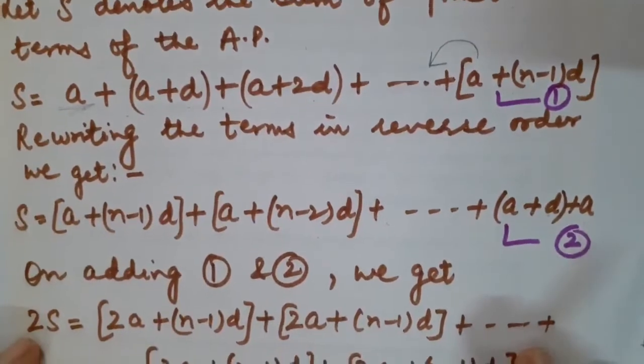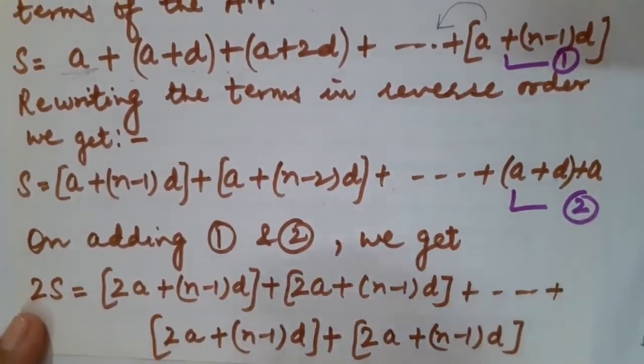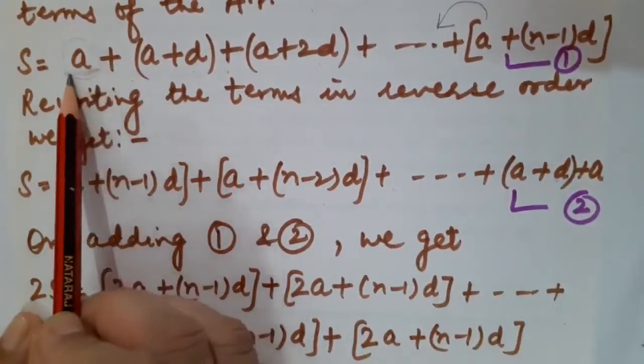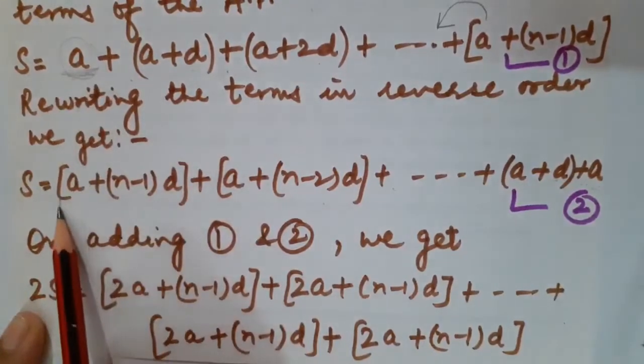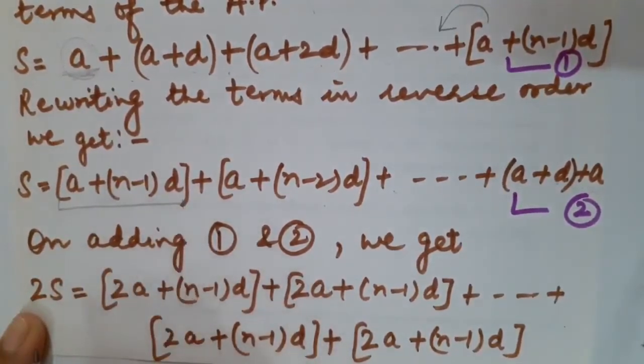Now on adding equation number 1 and 2, what are we going to get? Please be alert. How are we going to add? The very first term of equation number 1 will be added to the very first term of equation number 2. In this way you will have to add. Fine.